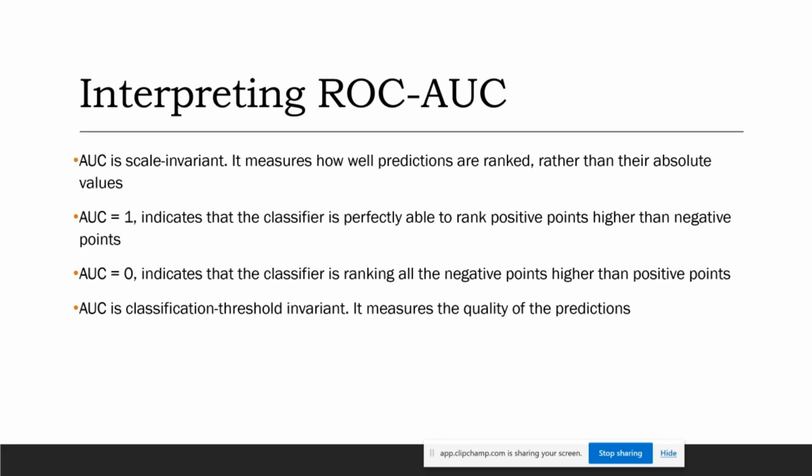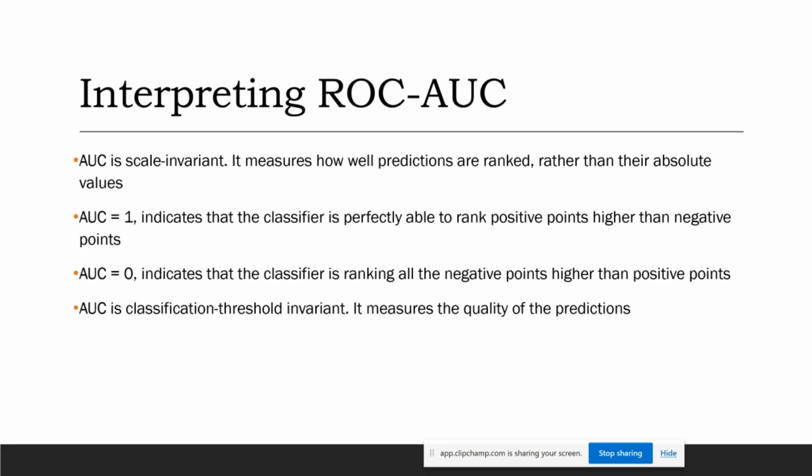AUC equal to 1 is the best score. AUC ranges between 0 to 1, both inclusive, and AUC equal to 1 indicates that the classifier is perfectly able to rank positive instances higher than negative instances, while an AUC of 0 denotes that a classifier is doing the reverse job. It is ranking the negative instances higher than positive instances.